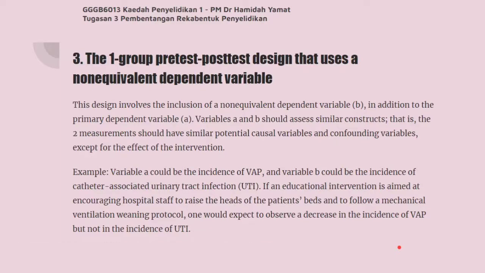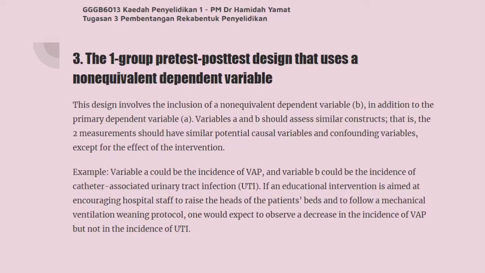Next, also the same sample, the one group pre-test post-test design that uses a non-equivalent dependent variable. This design involves the inclusion of non-equivalent dependent variable B in addition to the primary dependent variable A. Variables A and B should have a similar construct, and should measure a similar potential causal variable and confounding variable, except for the effect of the intervention, which means your pre-test would have two variables and the post-test would have two variables.